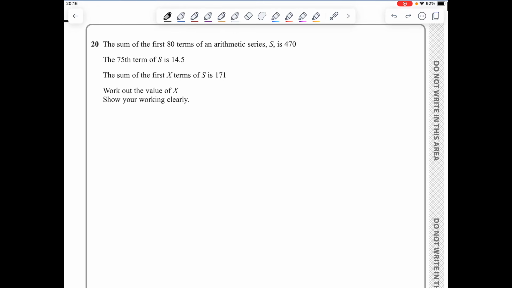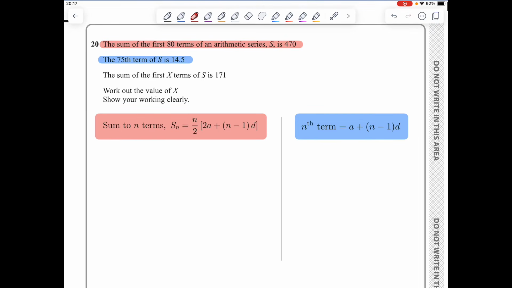For question 20, I will use two statements to create two equations and then solve them to find the first term and the common difference. The first equation will be created from the fact that the sum of the first 80 terms is equal to 470, and the second equation will be obtained from the fact that the 75th term is 14.5. So let's split the page into two and use the formula for the sum and for the nth term.